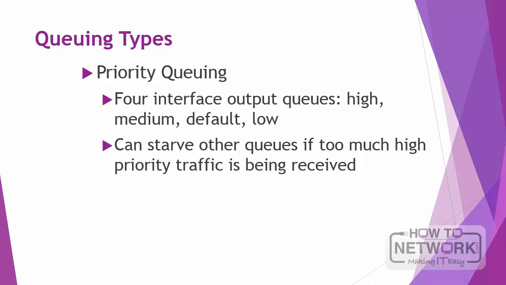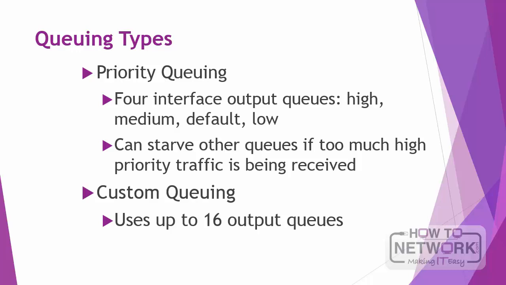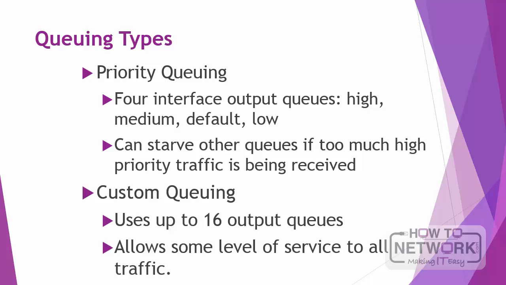Next, there is custom queuing. It uses up to 16 individual output queues. Byte-sized limits are assigned to each queue so that when the limit is reached, it proceeds to the next queue. The network operator can customize these limits, and custom queuing is obviously fairer than priority queuing because it allows some level of service to all traffic. But this is really a legacy solution because there are improvements in the queuing methods, which we'll talk about next.